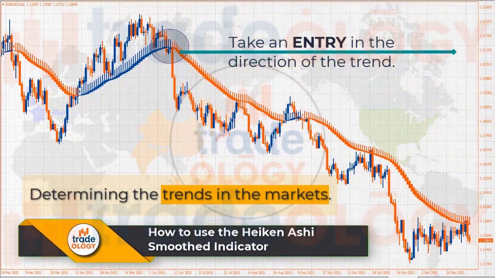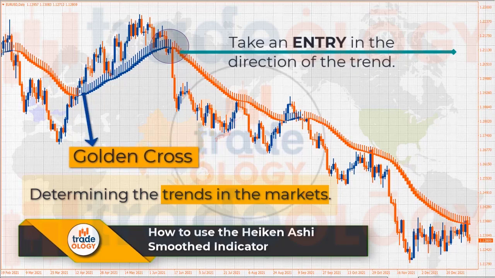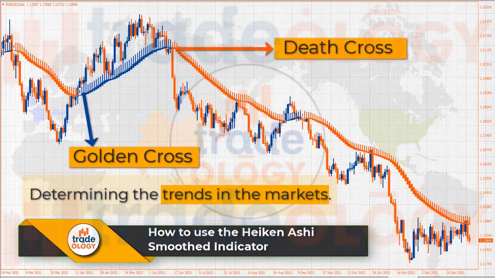Bullish and bearish signals are generated when the moving averages mark a golden cross, or when the short-term moving average cuts across the long-term moving average to the upside, and the death cross, or when the short-term moving average cuts across the long-term moving average to the downside.